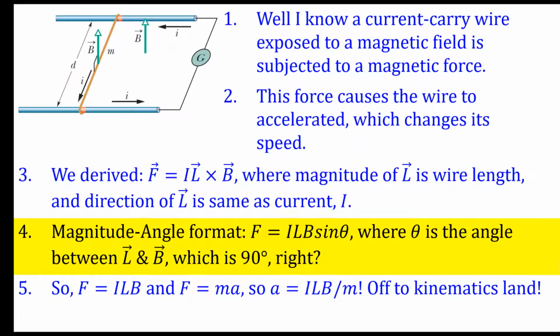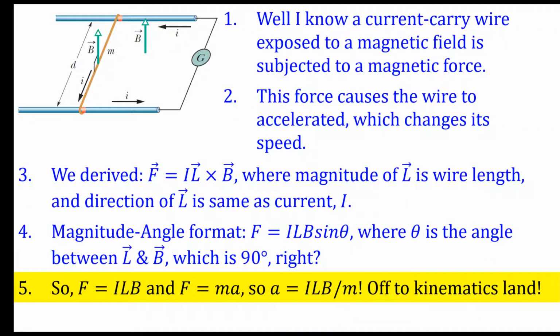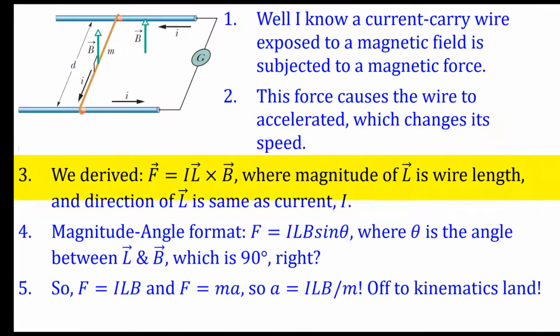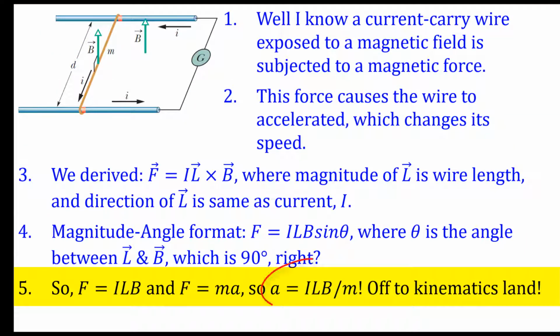Number 5, sine theta equals sine 90 equals 1. So F equals ILB, and Newton's second law says that in general F equals ma. So I have an expression for the acceleration of the wire. I know this is a kinematic situation, and number 6 is asking if this is a variable or constant acceleration kinematics situation. I'll go back to step 5 for a minute and I can see that the expression for acceleration is made up of terms that are all constant, so I can use constant acceleration kinematics.